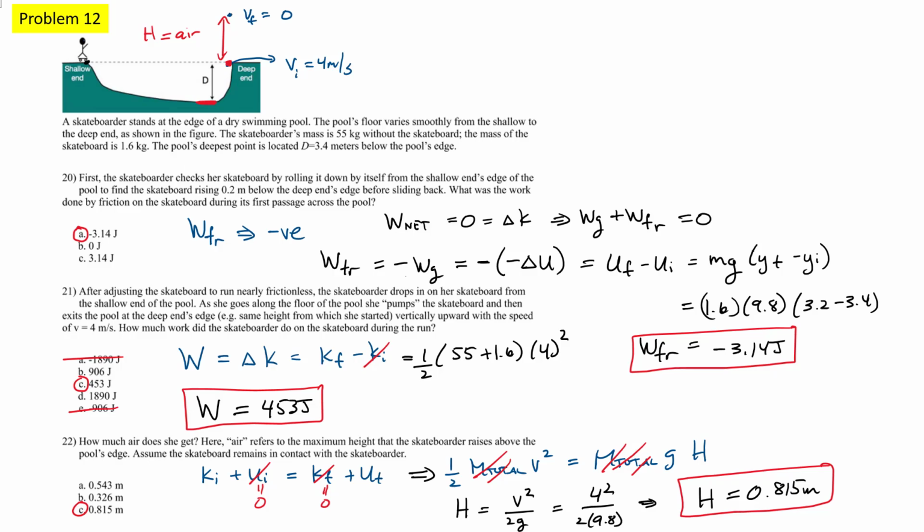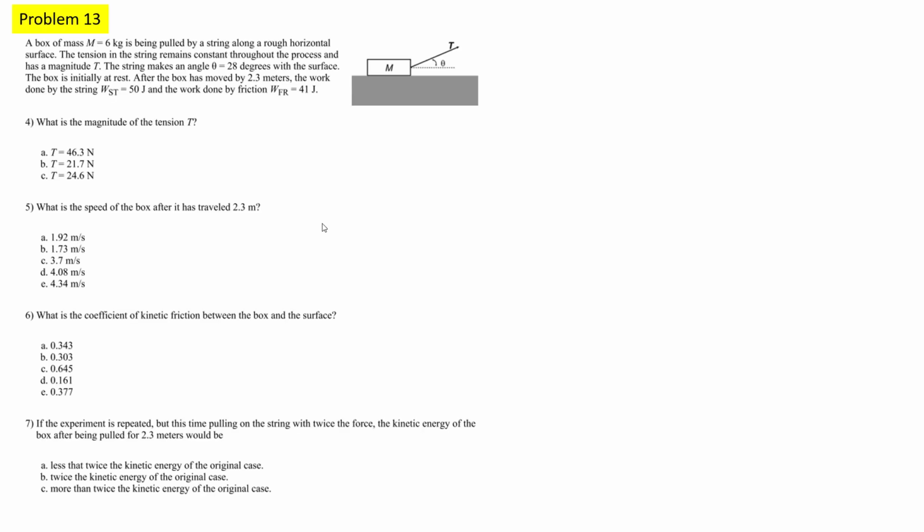Let's go to problem 13. Problem 13 says a box of mass 6 kilograms is being pulled by a string along a rough horizontal surface. The tension in the string remains constant throughout the process and has a magnitude T. The string makes an angle of 28 degrees with the surface. The box is initially at rest. After the box has moved 2.3 meters, the work done by the string is 50 joules, and the work done by friction is 41 joules. What is the magnitude of the tension?